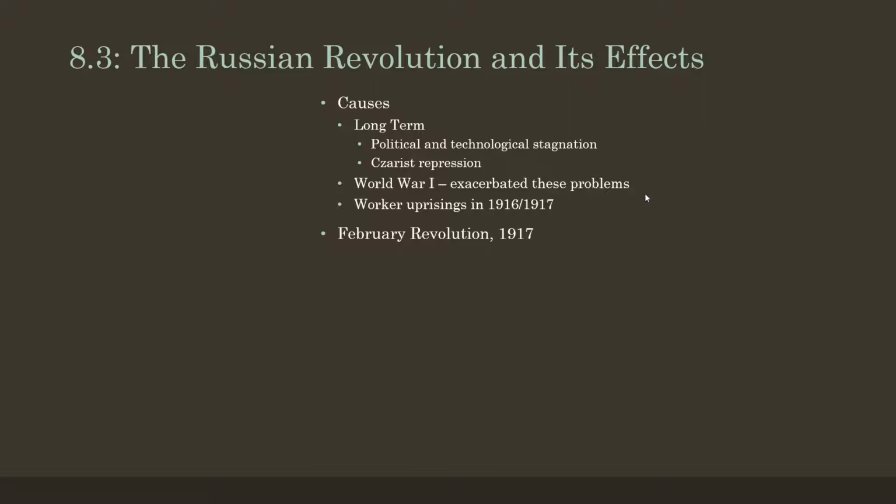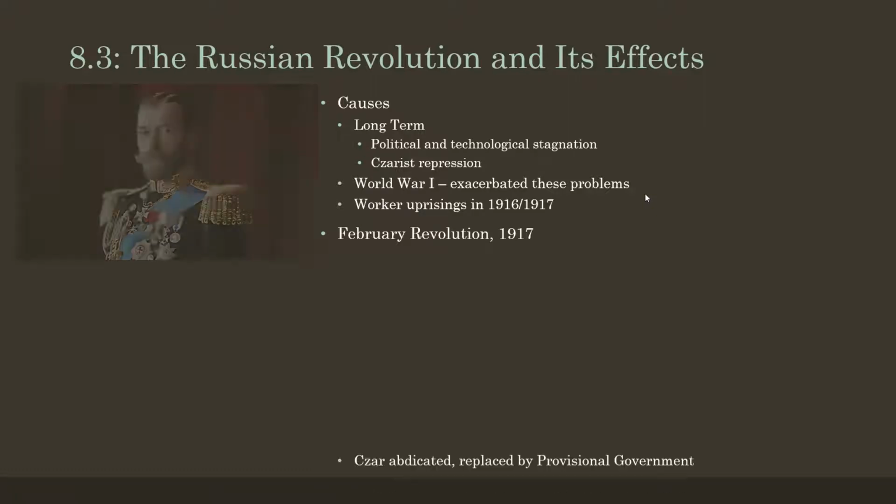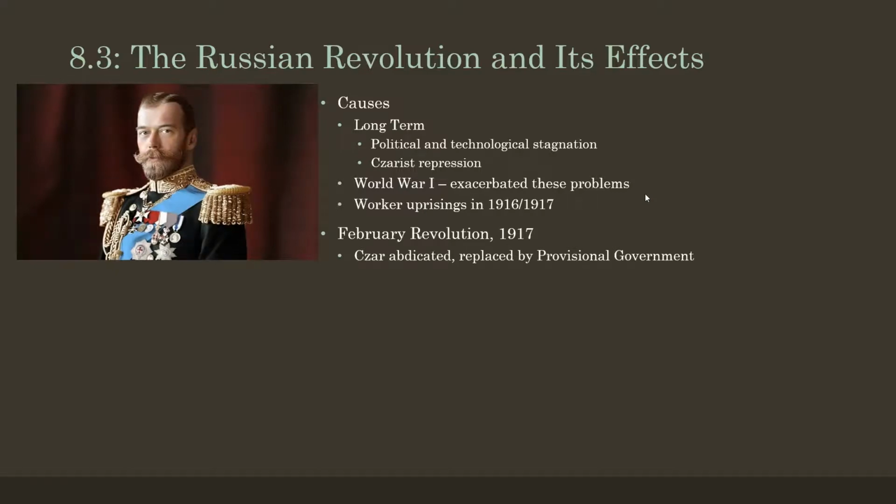We have the February Revolution in 1917, and in this revolution, the Tsar Nicholas II abdicates, steps down from the throne. He is replaced by a provisional or a temporary government. Now, the provisional government makes a key decision, and that decision is that they will continue to fight the war. They say they will honor their obligations to the Allies, and they continue to fight the war.